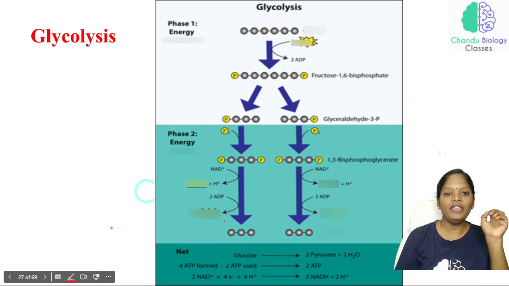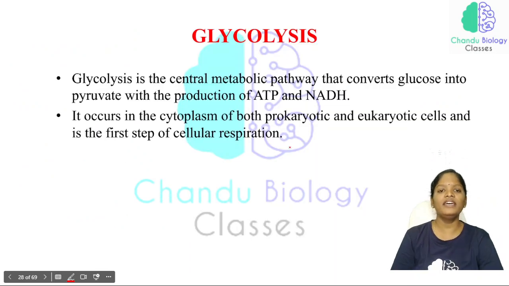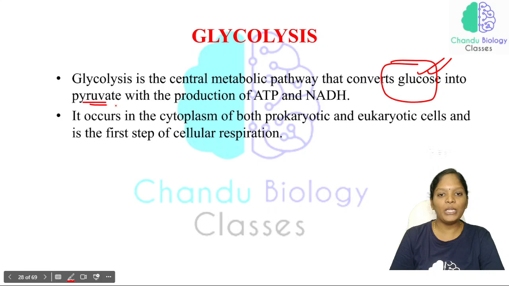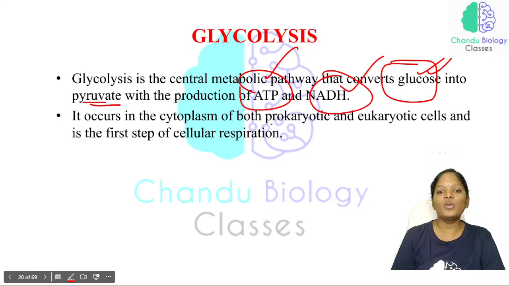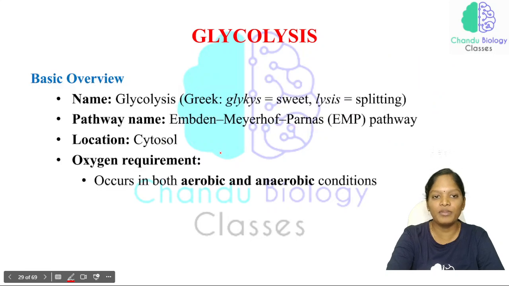Now the same thing. Glycolysis, how can we define it? It is a pathway converting glucose into pyruvate with the production of ATP and NADH. In both prokaryotic and eukaryotic cells, glycolysis takes place in the cytoplasm, and this is the first step of cellular respiration.